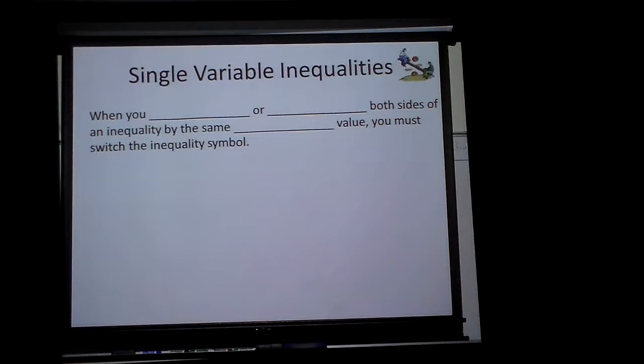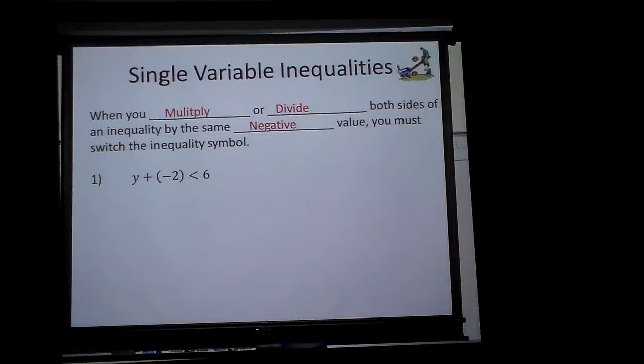And there's something we should know about this. When you blank or blank both sides of an inequality by the same blank value, you must switch the inequality symbol. We're going to learn this today. For right now, you can fill in the answers. When you multiply or divide both sides of the inequality by the same negative value, you must switch the inequality symbol. And we'll discuss that a little bit. But first off, let's review one problem, and then we'll come back to this statement up here.